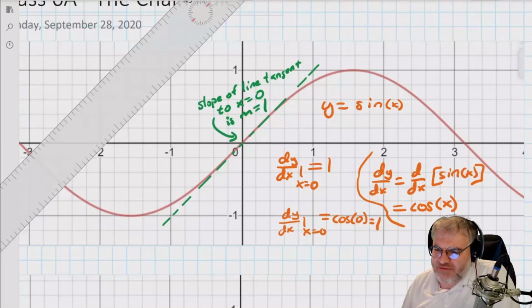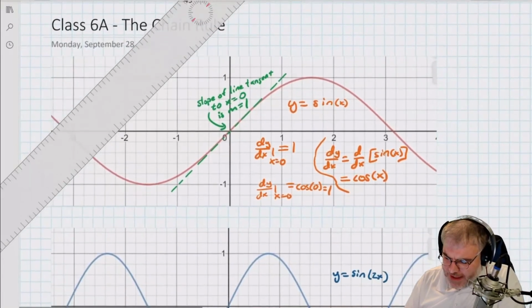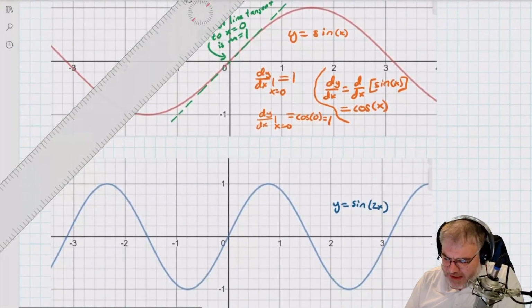What happens to sine of x if it becomes sine of 2x? That's an interesting question. Here I've got the slope of the tangent line at x equals 0 is 1. That's the same as the cosine of 0. So I took the derivative of sine and I got cosine, and then I plugged in 0 and I got 1.